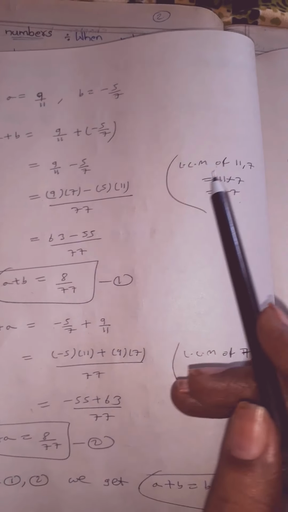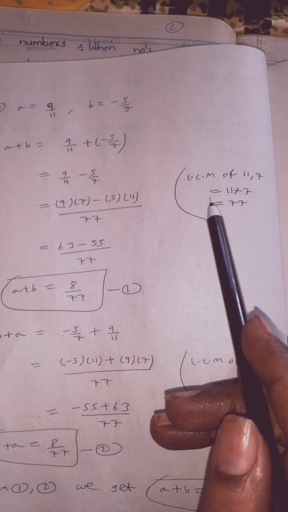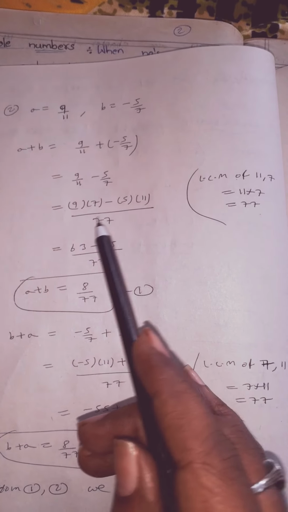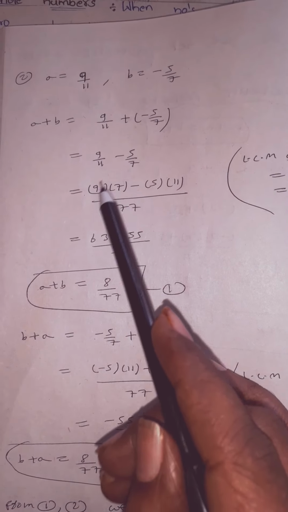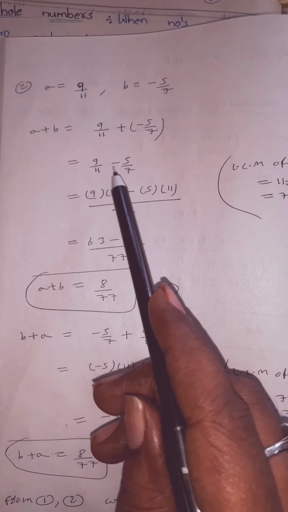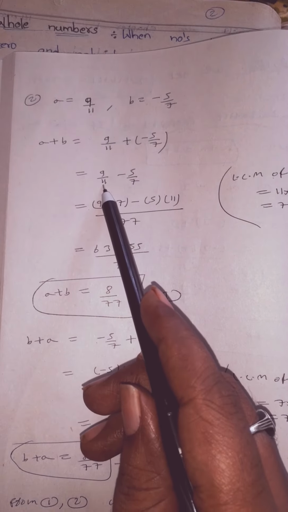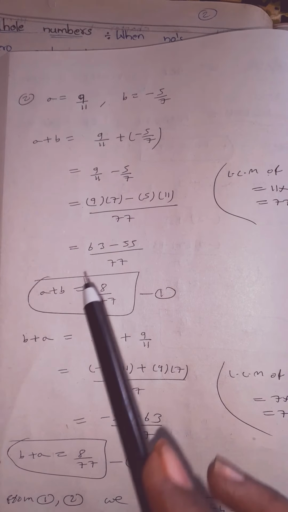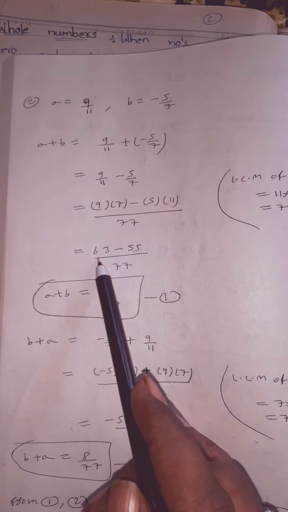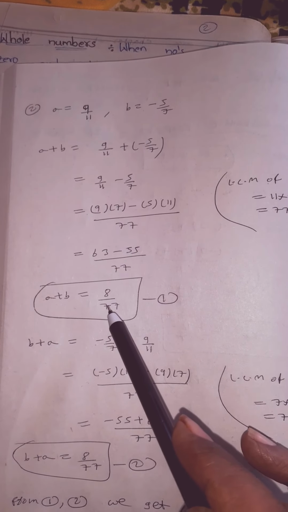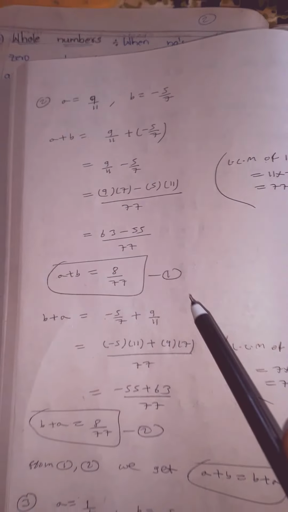So here 11 comma 7 LCM is, both do not go in the same table. Direct multiplication you do, children. 11 7s how much? 77. Write 77 as it is, write this 9 as it is. So write this 7 here, minus, write this 5 as it is, write this 11 here, by 77. So 9 7s are 63, 5 11s are 55 by 77. So 63 minus 55 is 8 by 77.